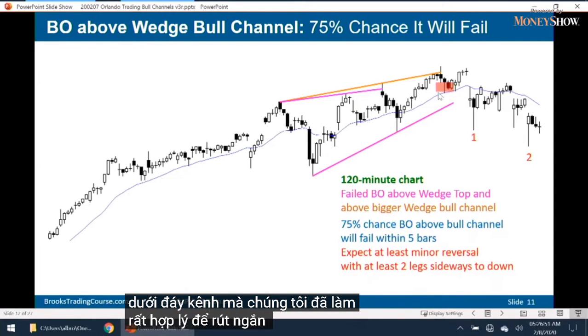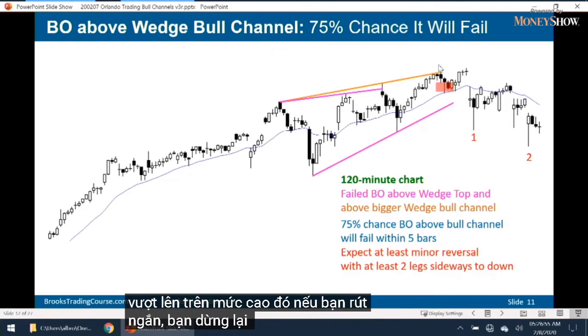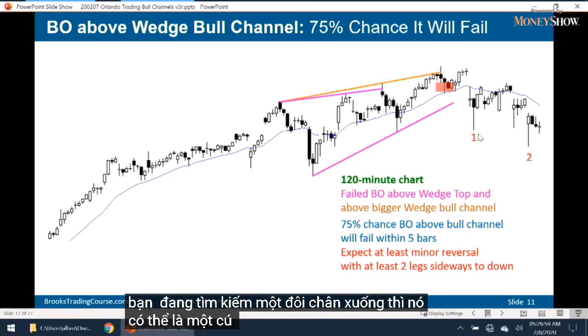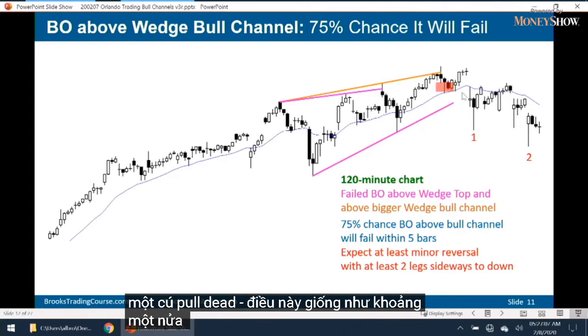So reasonable to short. This high did not go above that high. If you take that short, your stop is above that high, and you're looking for a couple legs down. It could be one pullback, two, or it could be one pullback, two. This is more like about half as many bars as there were here.